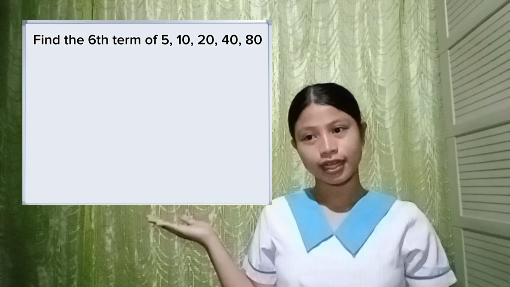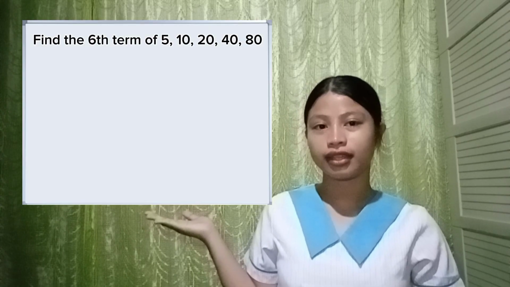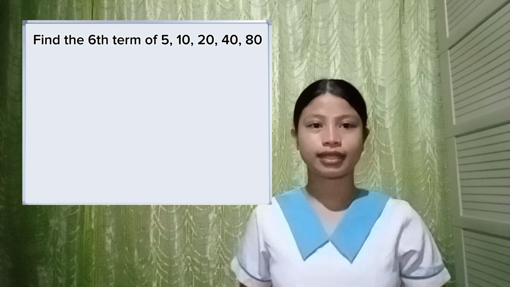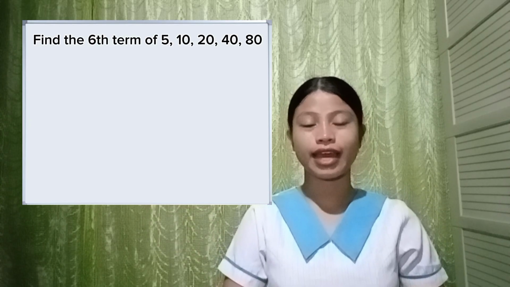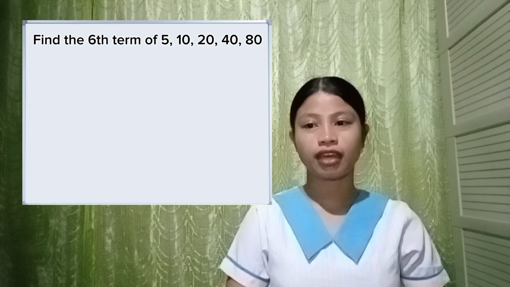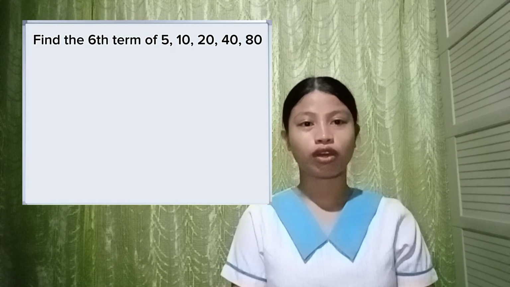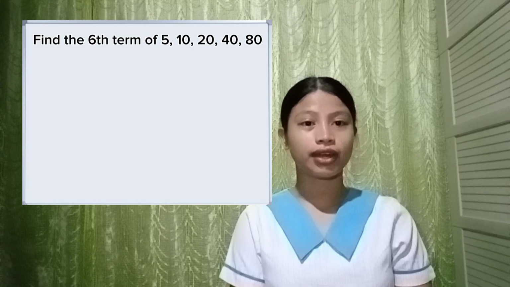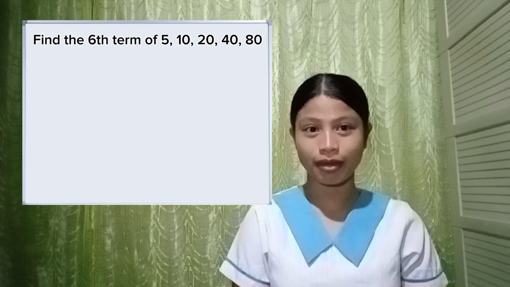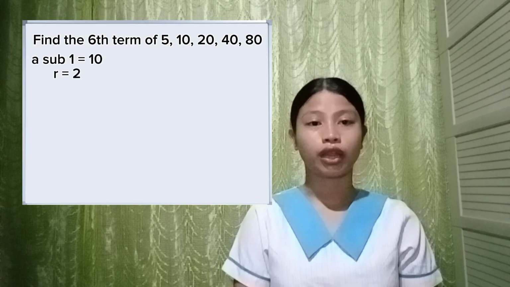So, I have here another example of sequence, which is 5, 10, 20, 40, and 80. So let's find the sixth term of this sequence. So first, since a sub 1 is given, which is 5, and a sub 2 is given, which is 10, we need to divide this to find the common ratio. First, 10 divided by 5 is equal to 2. So, our common ratio is equal to 2.